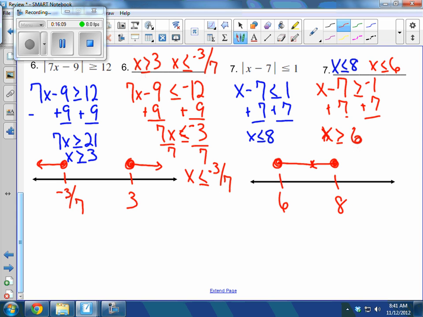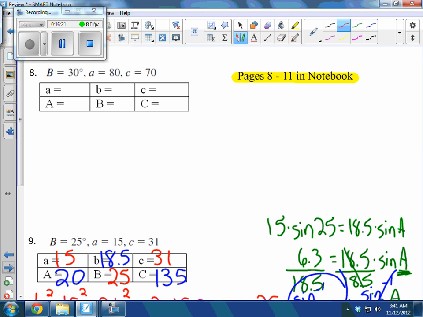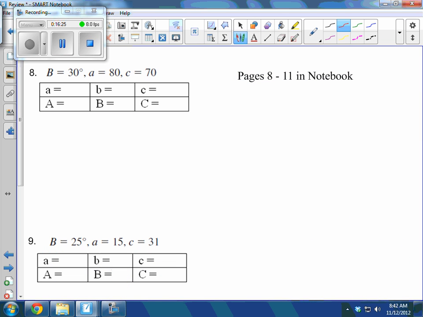All right, for the next couple problems, I don't have room here on my paper, so I'm going to put them on a separate piece of paper. So I'm going to put 8, 9, and 10 on a different piece of paper. All right, and in your notes, just so you know, 8 through 11 are in your notebook for law of sine and law of cosine formulas. But on the test, they will be given to you.